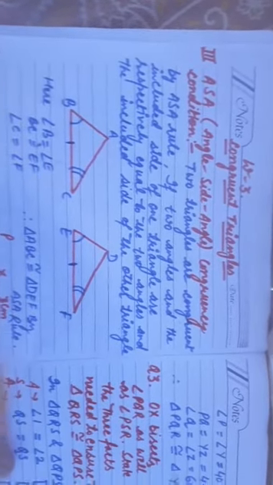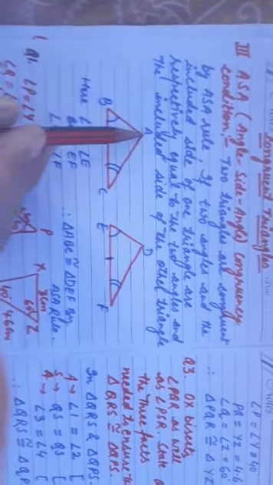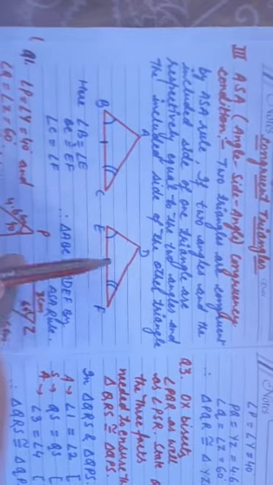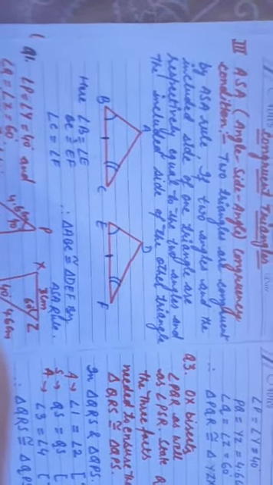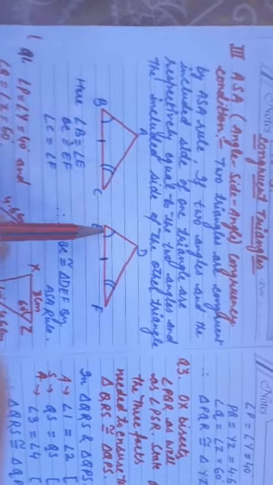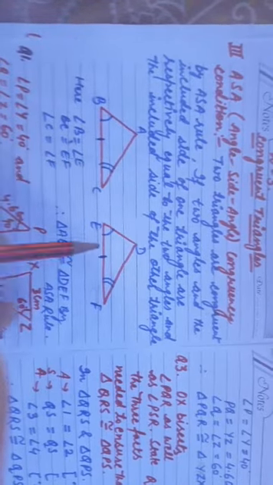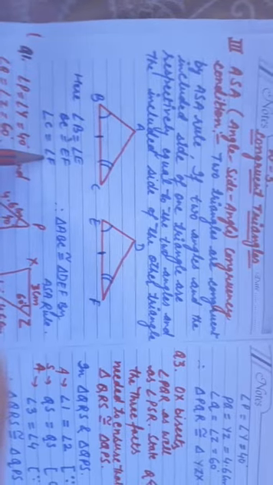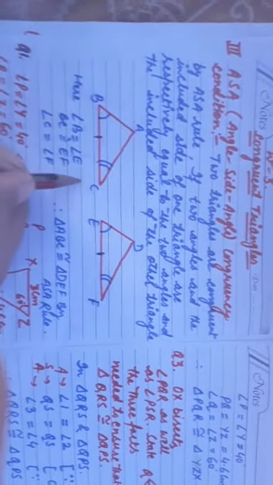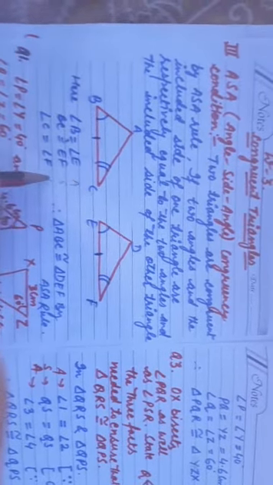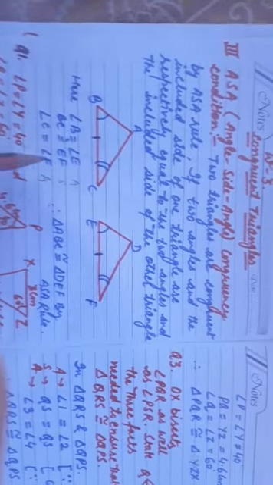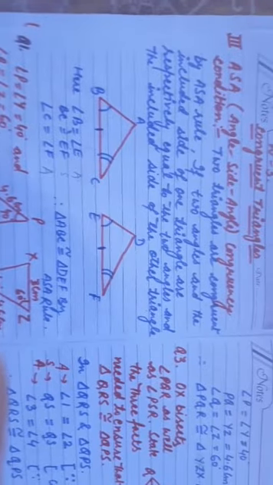For example, there are given two triangles ABC, DEF. So according to this, angle B is equal to angle E, it is given, and BC is equal to EF, it is also given, and angle C is equal to angle F. Then we can say that it is angle, it is side, and it is angle. By the angle side angle rule, these two triangles are congruent.